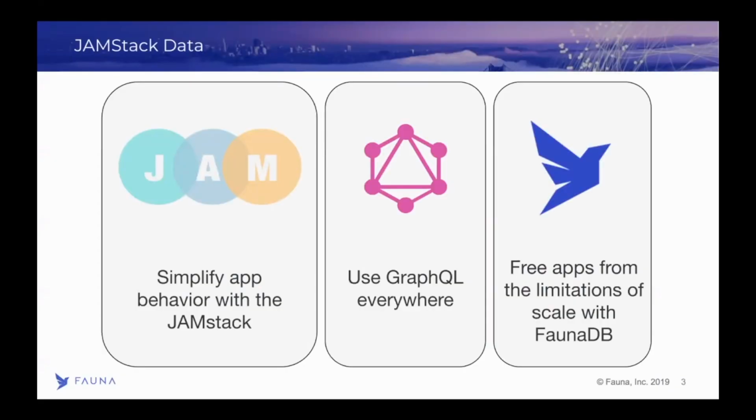What I'm going to do is talk to you about three different things. The first one is that you can simplify your app behavior by using the JAMstack, and some of you might already be using it. Then I'll tell you to use GraphQL everywhere. Anybody else use GraphQL? All right, cool. We got some people who really love it. And then I want you to see that you can free your apps from the limitations of scale by using FaunaDB.